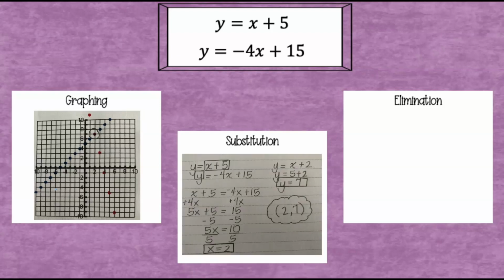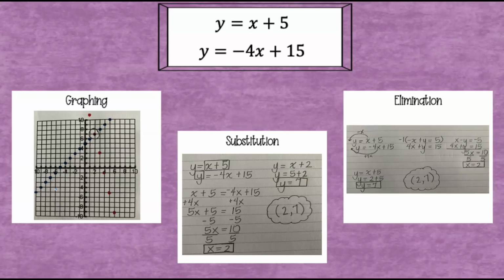When you have finished your method, you will take a snapshot of your method and add it into the appropriate spot. Once all 3 methods have been added, then you're going to select a clip art and add it to which method you think is most efficient for this particular problem. And for this one I chose substitution because for graphing it has a y-intercept of 15, so it's a little bit trickier to graph that one.